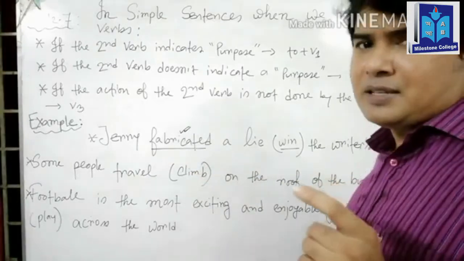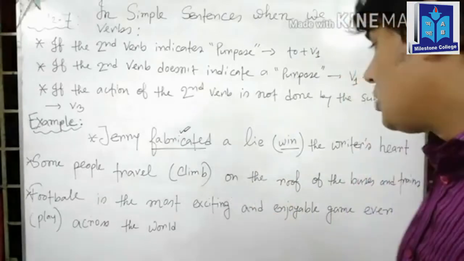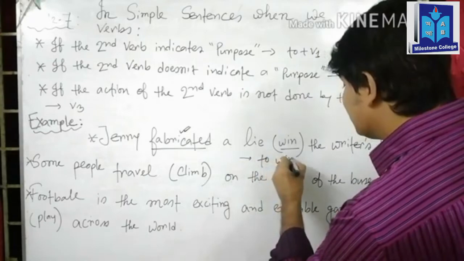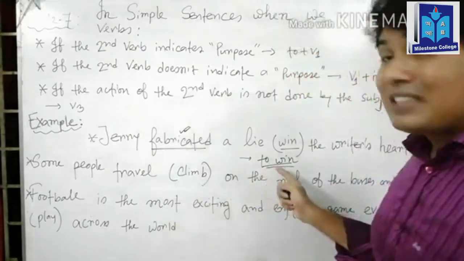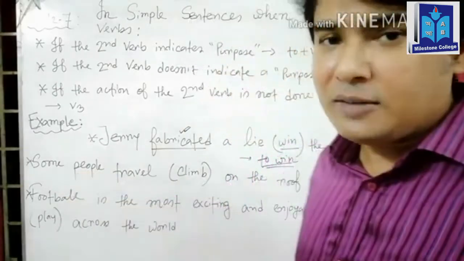Jerry fabricated a lie, or Jerry told a lie. Actually he had a purpose: he wanted to win the writer's heart. So that's why the answer will be to win, since Jerry had a purpose. That's why we have given this answer, to win. And now for the second one.